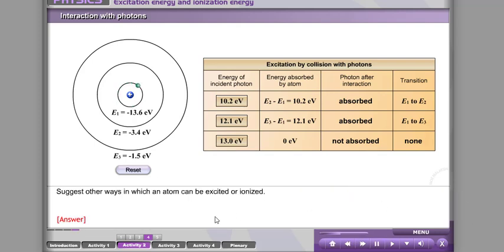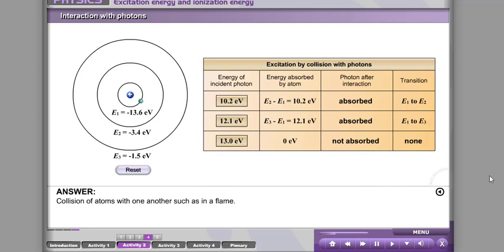Suggest other ways in which an atom can be excited or ionized. Answer: collision of atoms with one another, such as in a flame.